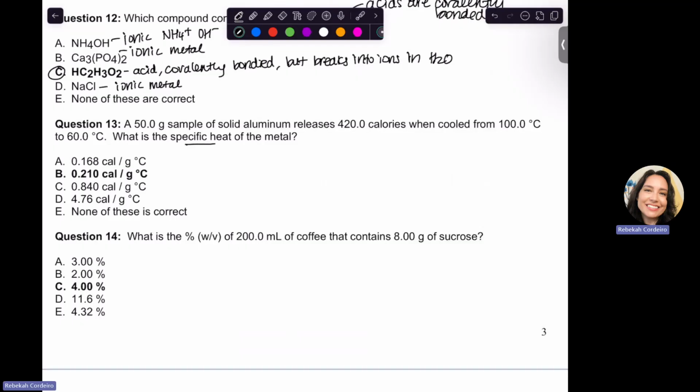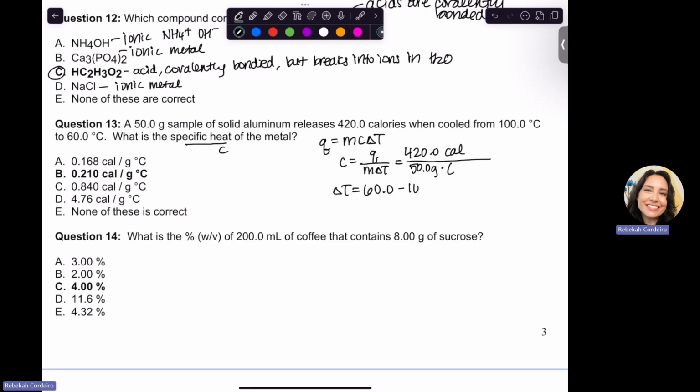If we're looking for specific heat, this is going to lead me to look at this formula. We're going to solve for C. That's our specific heat. And then we can plug in. I like to always make sure I put my units in there when I'm doing algebra to make sure I have it correct. And now change in temperature is going to be final minus initial.